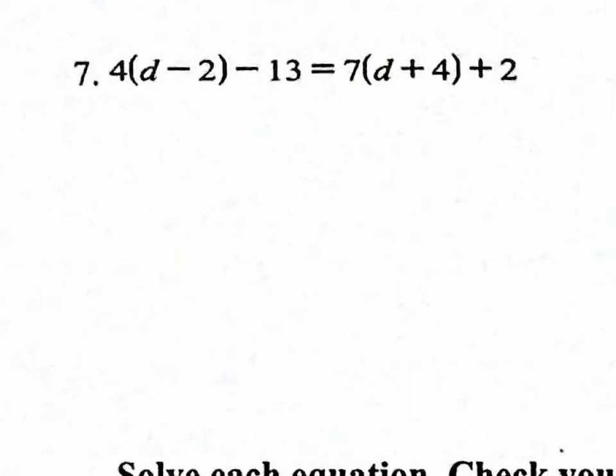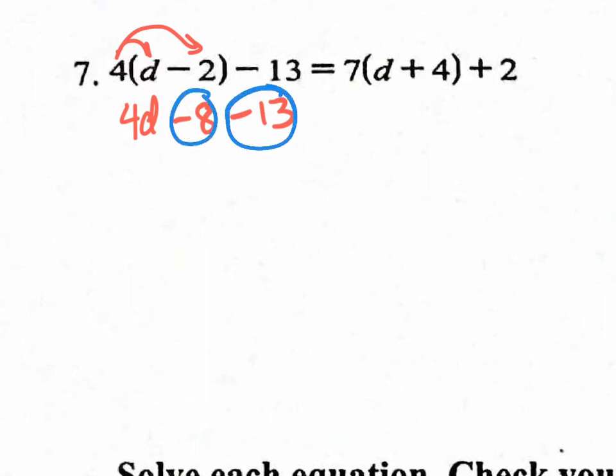Number 7, we have some distributive property and combining like terms. That's what simplifying is all about. This is not a simple equation. It looks pretty complicated. So let's actually distribute: 4 times d is 4d, 4 times negative 2 is negative 8, bring down the minus 13. Out of these 3 terms, what could I combine? Negative 8, negative 13, and we do this in our heads or on the calculator.